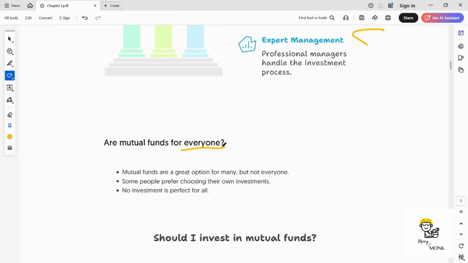Are mutual funds for everyone though? They look pretty nice. They're beginner friendly. You don't need much capital. You don't have to make decisions. But are they for everyone? The answer is simply no, because no single investment is ever perfect for all. Mutual funds are a great option for many, but not for everyone. Some people prefer choosing their own investments. They don't trust the fund managers.